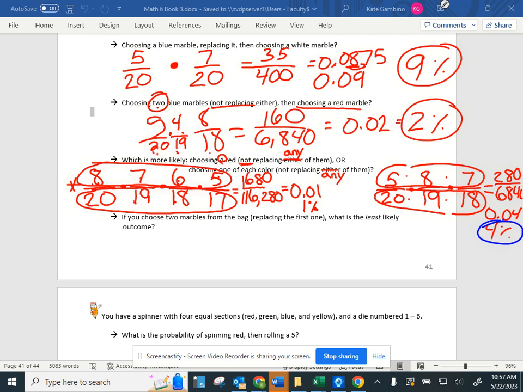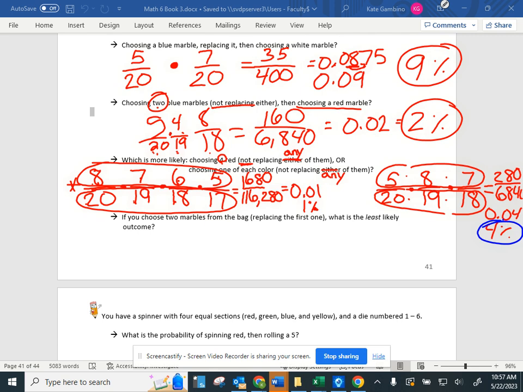Okay. So now if you choose 2 marbles from our bag, how many events is that? 2. You're not replacing the first one. What is the least likely outcome we can come up with? So what color combination do you think would be the least likely for us to come up with? What do you think, James?